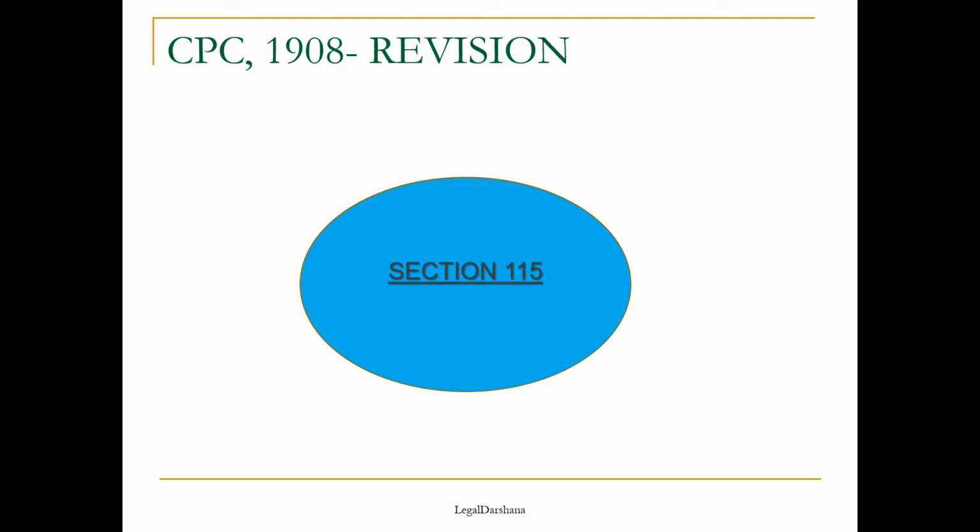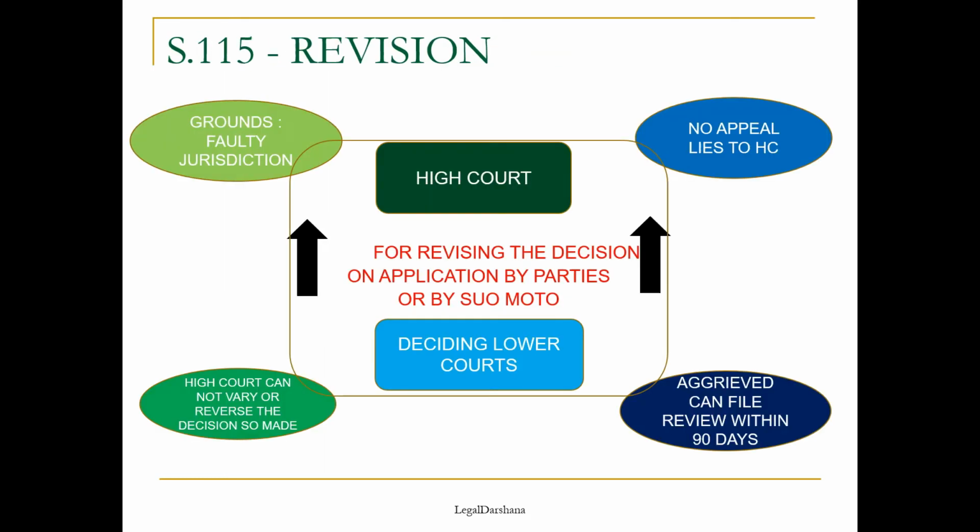It reads that the High Court may call for the record of any case which has been decided by any court subordinate to such High Court and in which no appeal lies thereto, and if such subordinate court appears to have exercised a jurisdiction not vested in it by law, or to have failed to exercise a jurisdiction so vested, or to have acted in the exercise of its jurisdiction illegally or with material irregularity.